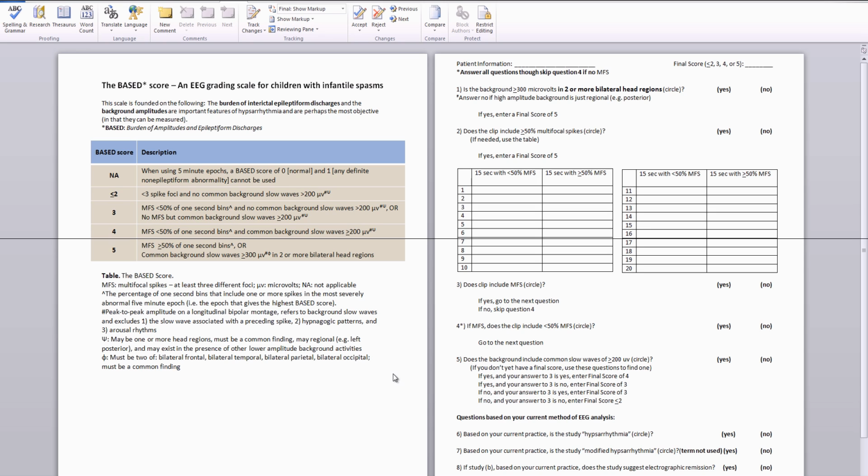So the findings we just reviewed were consistent throughout the 5-minute epoch. If we return to our base score in table format, you can see that this patient has a base score of 5, given that greater than 50% of 1-second bins include an epileptiform discharge. Of note, the regional high-amplitude posterior slow waves are not relevant to determining this patient's base score, given the high burden of epileptiform discharges.